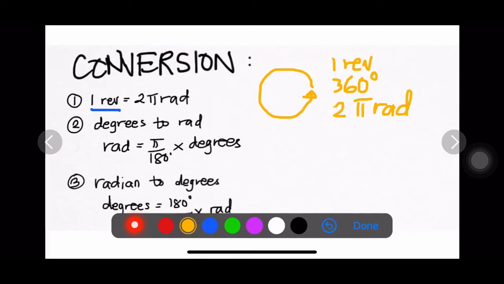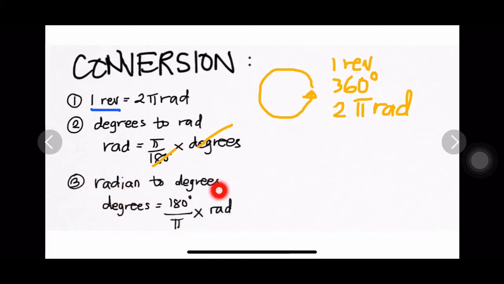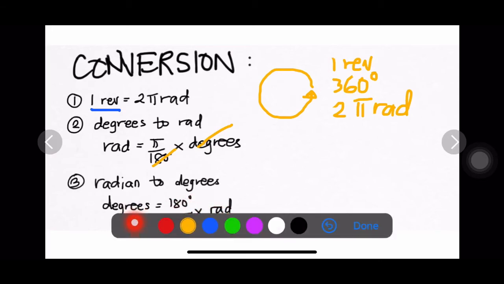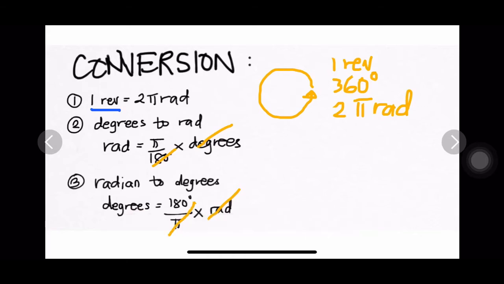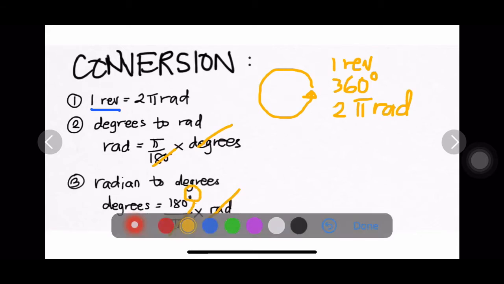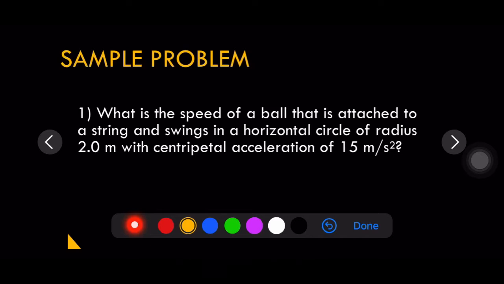The second conversion: to convert degrees to radians, simply multiply the degrees by pi over 180, so you can cancel out the degrees. The third conversion: to convert radians to degrees, multiply the radians by 180 degrees over pi, so you can cancel the radian and the pi and have the unit of degrees. Alright, so we'll solve 4 problems.